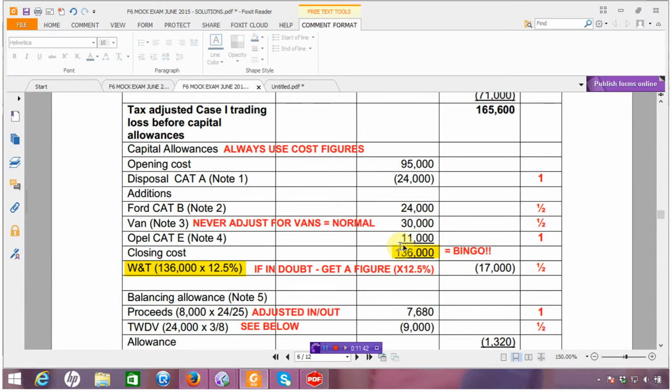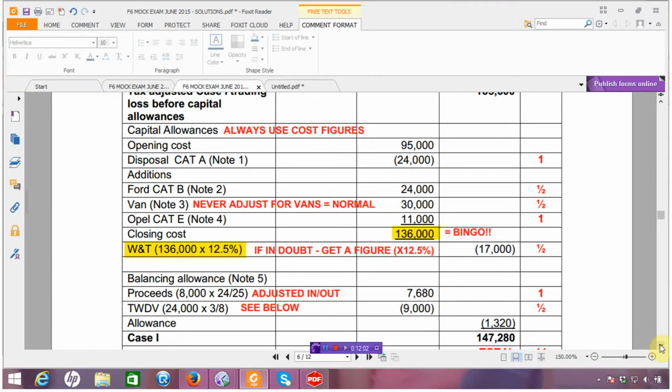And then Cat E, as I've said, is going to be based on that information within your tables. In this particular case, I think it's 50% of 22. So we have several items there. Tables are very helpful in that area. This gives us the 17 figure here for wear and tear allowance.